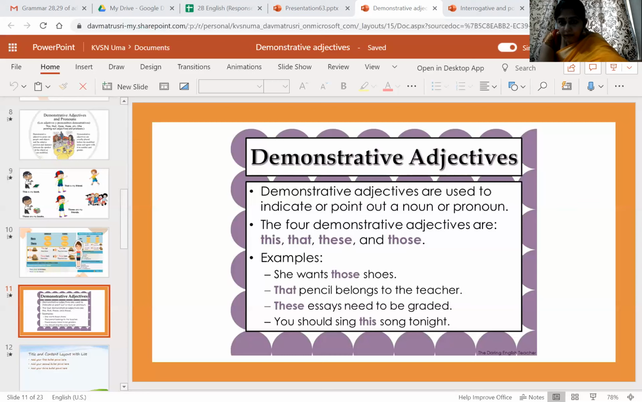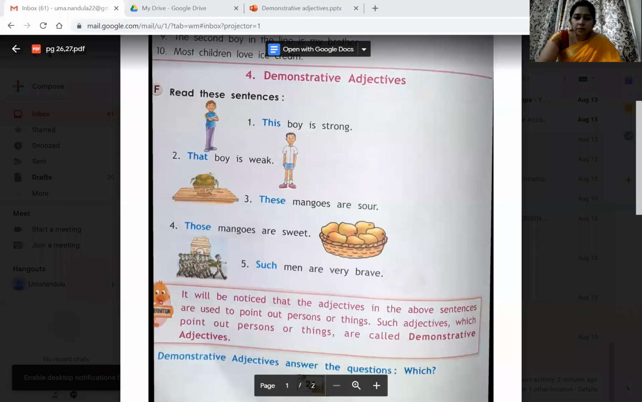Now we will go for the textbook part. So coming to the textbook part, children, here you can see demonstrative adjectives. It is in page number 26. So read the sentences. You can see on the screen.